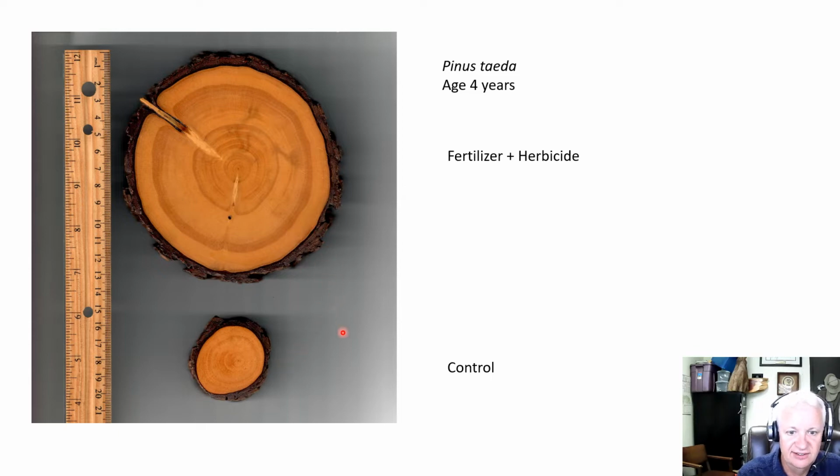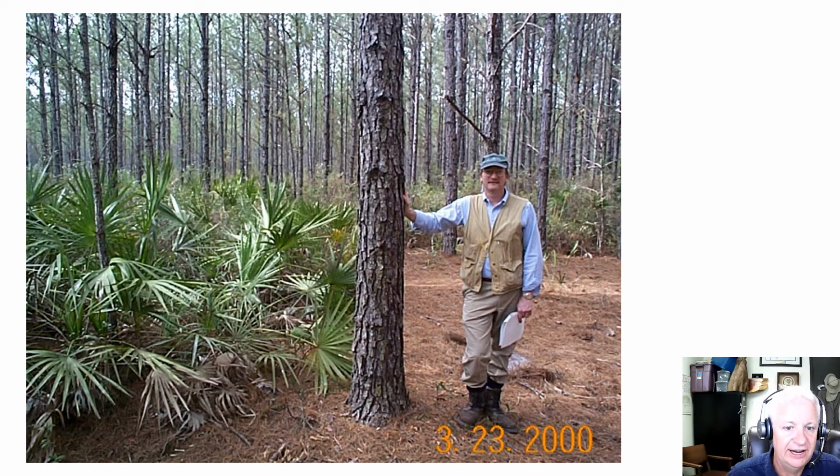These cookies, these cross sections, were from that example I showed you at the beginning of this lecture. Right here. This big tree is on a fertilizer plus herbicide plot. So this plot has had a lot of fertilizer added to it, and all the competing vegetation, which is competing for nutrients as well, has been removed.